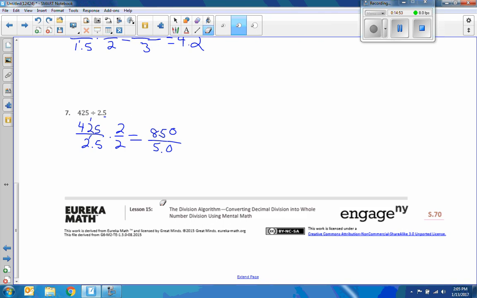And again, do not cross out these zeros because that 5.0 is not going to cancel out a 0 above, so rather than writing 5.0, I'm just going to write 5. And now I can do the division just by saying 5 goes into 8 once with a remainder of 3. 5 goes into 35 7 times, and then I still have that 0 sitting there, so the answer is 170.